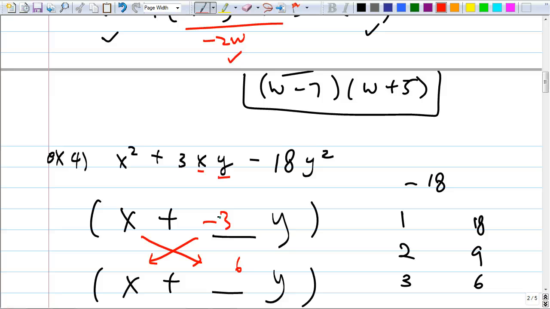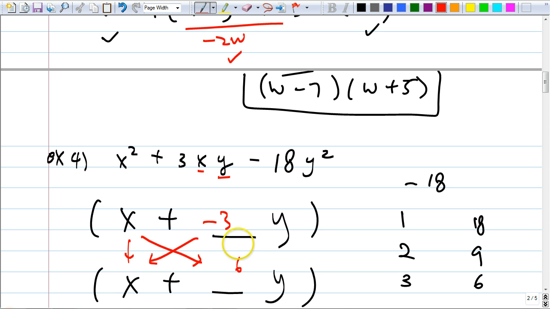Andrew, do you get that? So Andrew, what do I get when I do x times x? Let's check them. x squared. What about this now? x times positive 6y is? 6xy. We need xy, remember? Oh, 6xy, you see. What about this one? Negative 3y times x. You get negative 3xy.